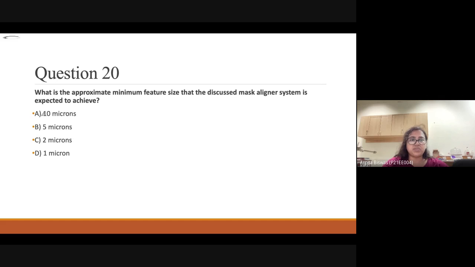Next is the question: what is the approximate minimum feature size that the discussed mask aligner system is expected to achieve? First is 10 micron, second 5 micron, third is 2 micron, and fourth is 1 micron.